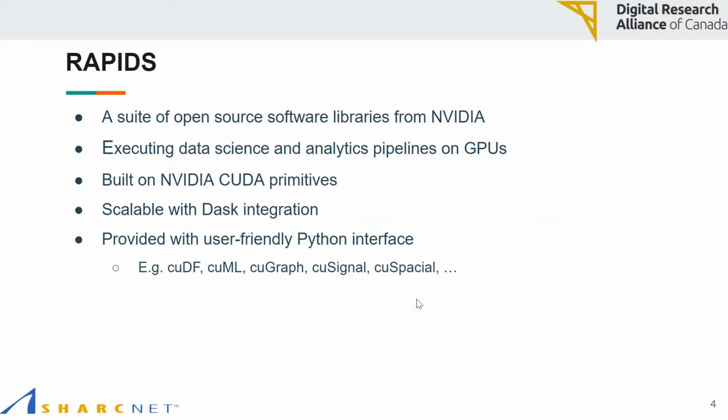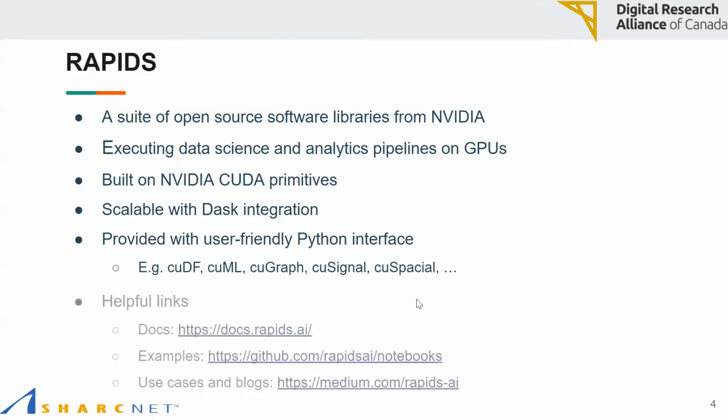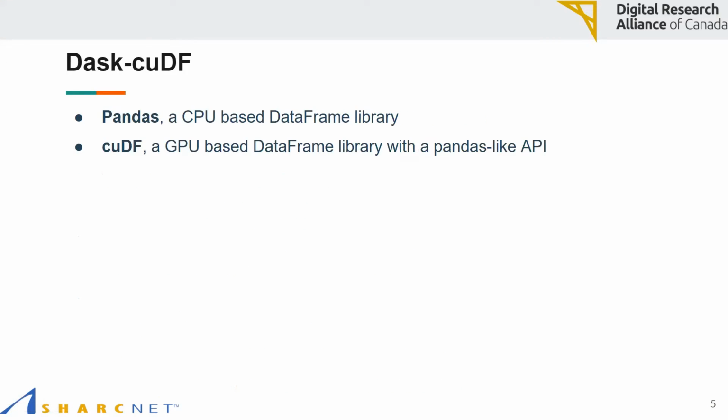And there are more. With all these libraries from RAPIDS, it is claimed that you can execute end-to-end data science and analytics pipelines entirely on GPUs with minimal code changes, okay? So that's exciting. So here are some helpful links for the API documentation, some examples and use cases, and the blogs for using RAPIDS, okay? Okay, back to here.